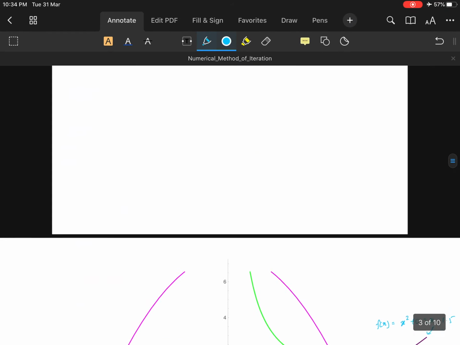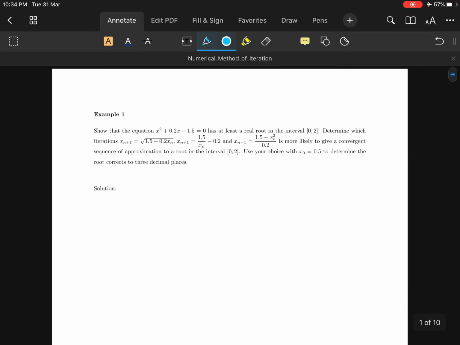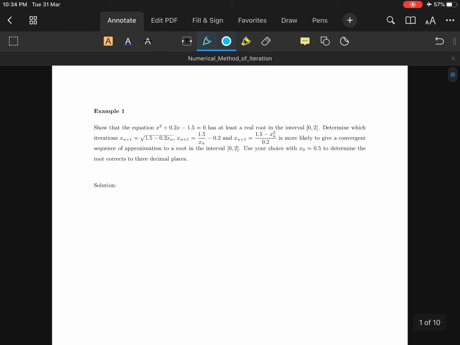Okay, so for example, I have typed this out for you. This is example 1, I'm using the same example, but I typed it more properly now. Show that the equation has at least a real root in the interval. Again, I've shown you just now, so you might want to go back to the video just now. You should be able to answer this one.